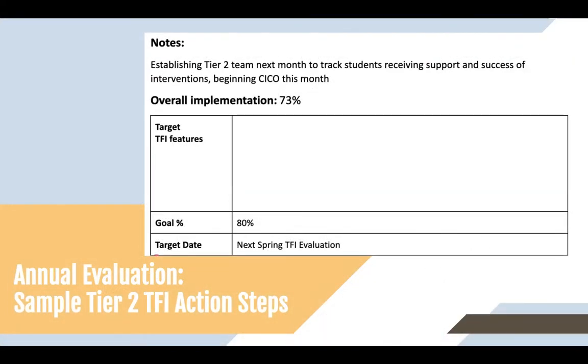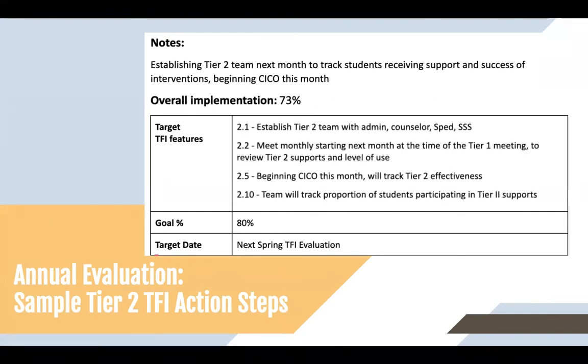At the end of every TFI document is an area to document the TFI implementation score and target areas for growth. This middle school team noted that their TFI score was a 73%. They were in their second year of Tier 2 implementation, so they had improved, but were still setting goals to reach the target of 80% fidelity. They had achieved quite a bit of growth and identified areas to improve. Note the 4 target TFI features around which they set action plans.